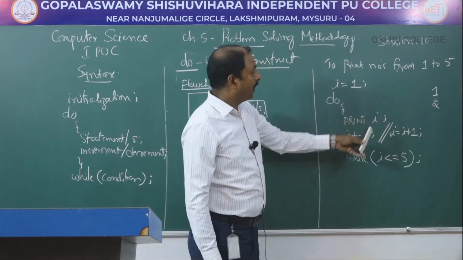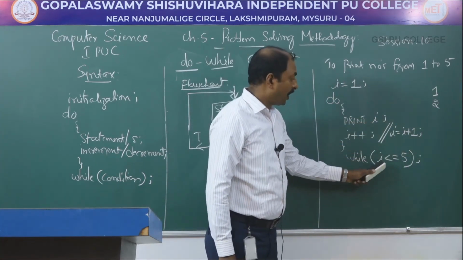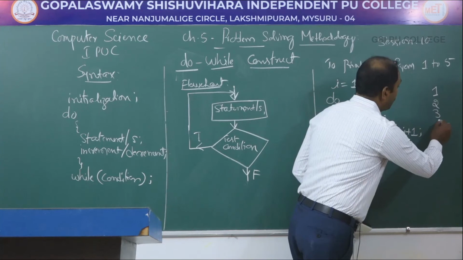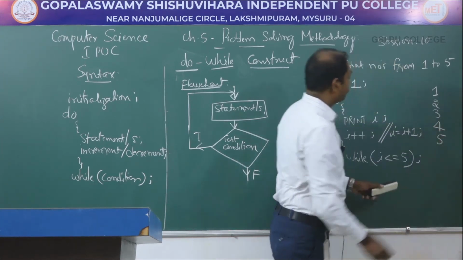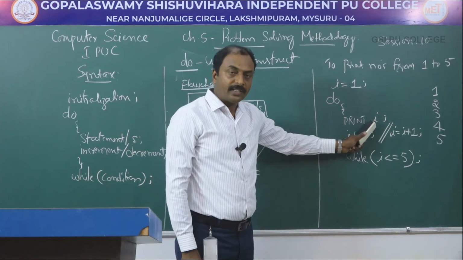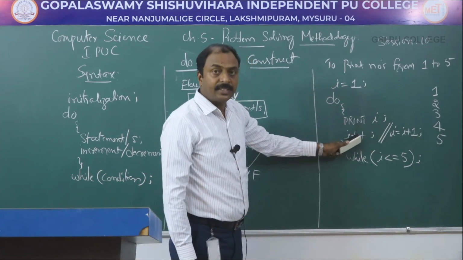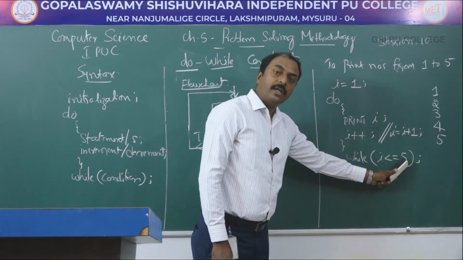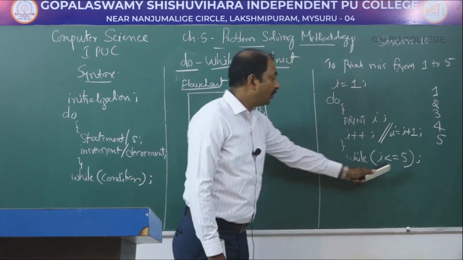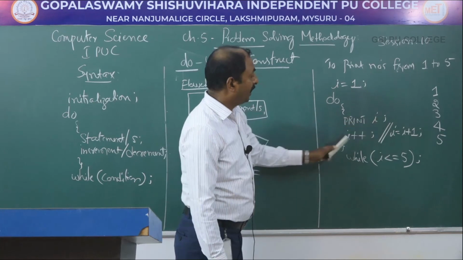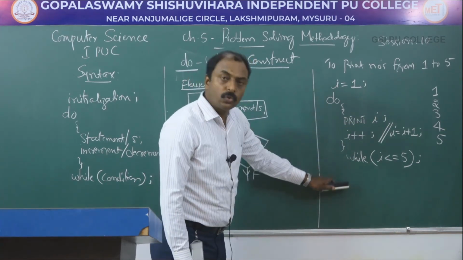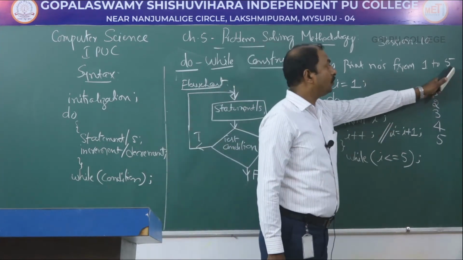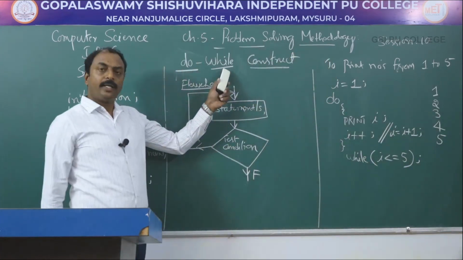After printing 2, increment by 1, value of I becomes 3. 3 less than 5, it is true. It prints the value of I as 3, similarly 4 and 5. After printing the value of I as 5, it increments to 6. Now the condition is 6 less than or equal to 5. The condition fails. So it is not going to enter the loop once again. It will directly come out of this do while construct. So this is a program construct to print numbers from 1 to 5 using do while construct.